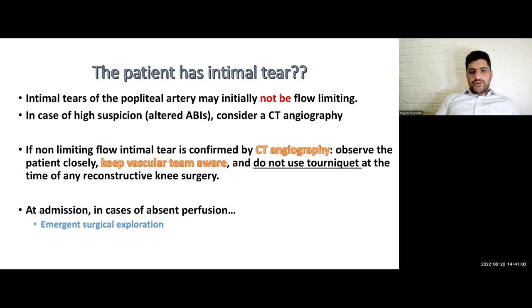When you do CT angiography and you find an intimal tear, I will ask for help from the vascular team. Maybe this intimal tear is not an indication for surgery. I will follow the recommendation of the vascular surgery team, but I will not use a tourniquet at the time of any reconstructive knee surgery. But I will follow the patient. In case of absent perfusion, we will do emergent surgical exploration.